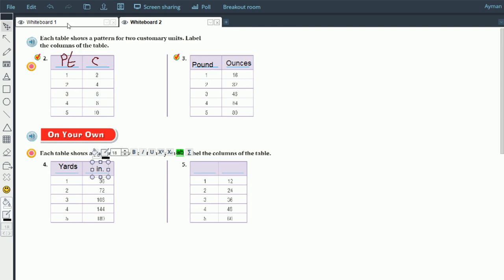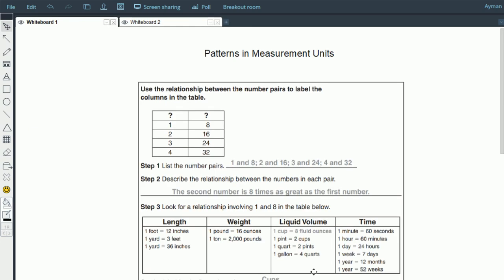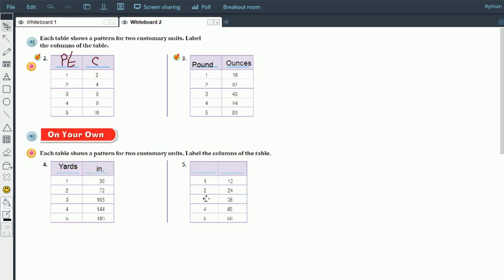Okay, 1 and 12. What is the relation between 1 and 12? 1 foot equals 12 inches, right? Then we will write 1 foot, or 1 feet now, because we have 2 and 3 and 4 and 6, equal 12 inches.